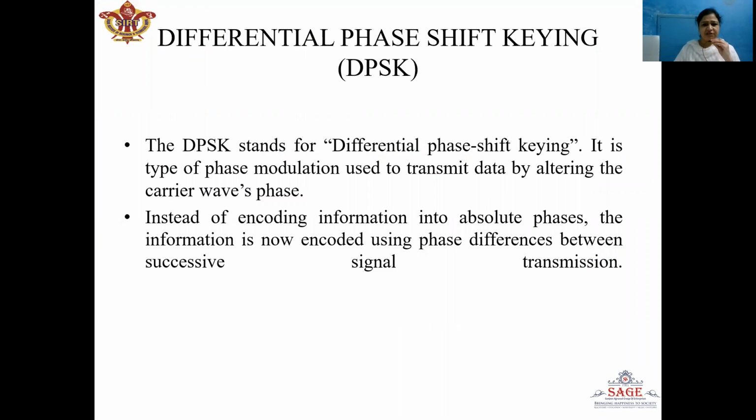DPSK, which is differential phase shift keying, is a type of phase modulation which is used to transmit data by altering the carrier wave's phase. In this system, instead of encoding information into absolute phases, the information is encoded using phase differences between successive signal transmission.